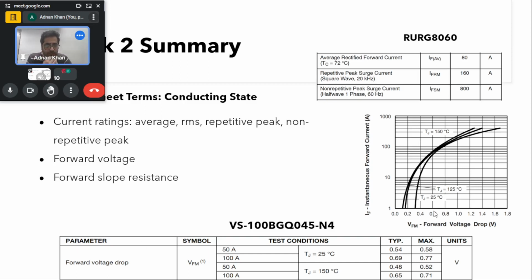If you see here, there are three graphs for three different junction temperatures: 25, 125 and 150. At 25, there is first a threshold voltage of around 0.15 volts, and after that there is an on-state voltage drop particular to the current flowing through the device, and it is given for 100 amps. If we have 25 degree centigrade, then we have an on-state voltage drop of 0.69 volts. That can also be verified. Forward current is here, and this is on a logarithmic scale.